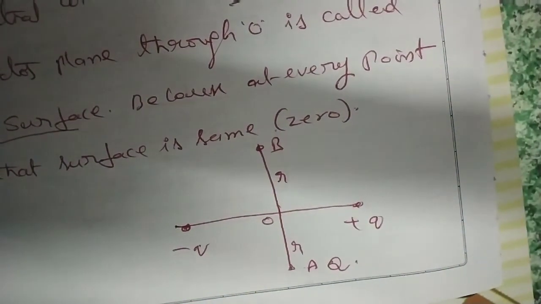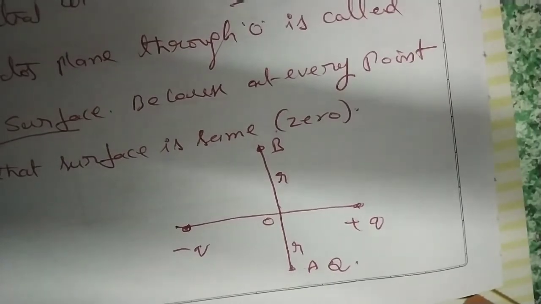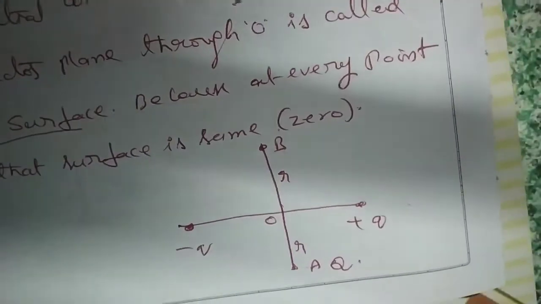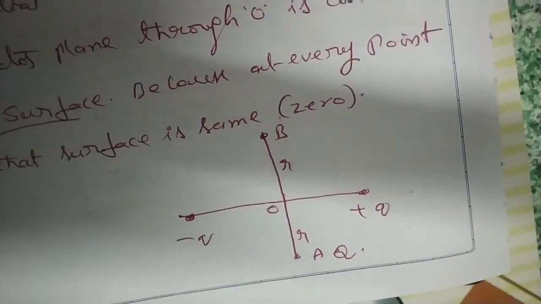Show the equipotential surface in case of electric dipole. Means what? Perpendicular bisector surface. Means what? The surface passing through the center, perpendicular to the axis of the dipole, is the equipotential surface. Now, for this I have taken one more question.